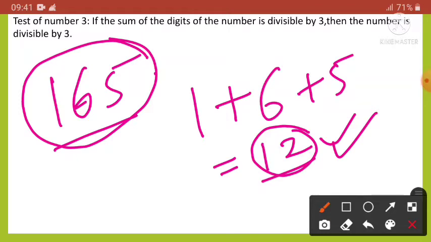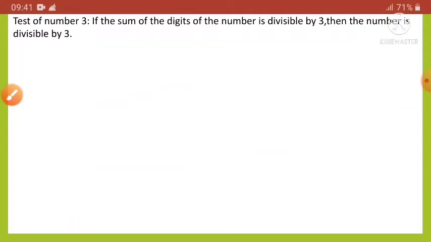Okay, got it? So to check the divisibility test of the number 3, we have to add all the digits in the number and check if the result of the sum is divisible by 3 or not. If it is divisible by 3, then we can easily say the number is divisible by 3.